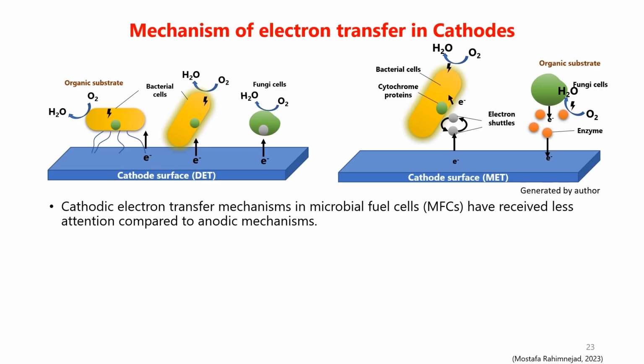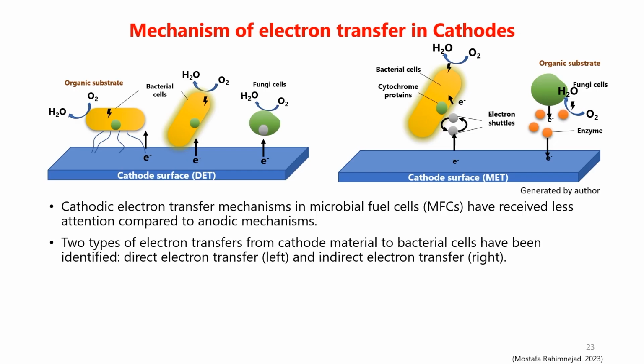Cathodic electron transfer mechanism in microbial fuel cells have received less attention compared to anodic mechanisms. So, here we have these organic substrates which get converted into water. Two types of electron transfers from cathode material to bacterial cells have been identified. Direct electron transfer, where here in this case the electron from the cathode is getting transferred to the microbe, and the indirect electron transfer where there are again electron shuttles.